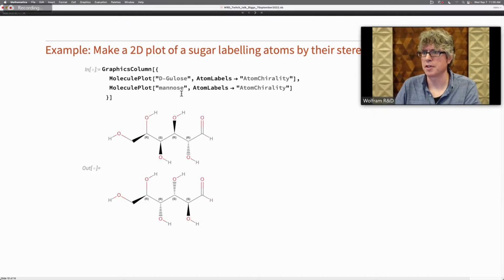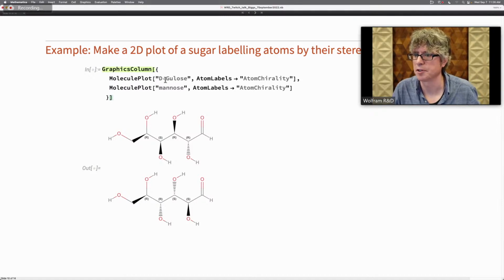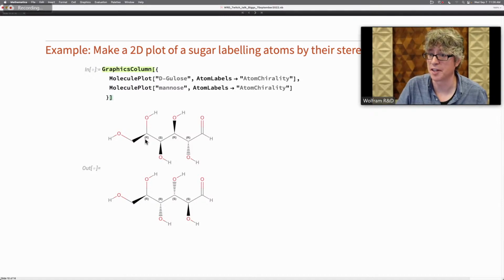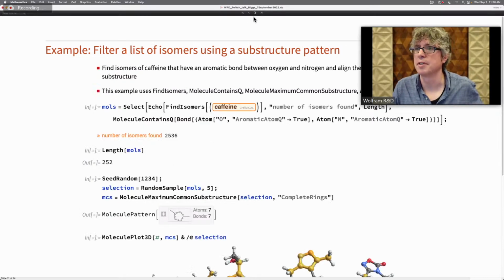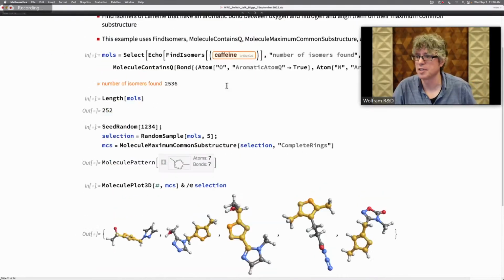So there's nothing too new here. You can look at these two particular sugars, which differ really only in their 3D arrangement and the chirality of the atoms. Let's see. So this one I think is fairly neat, right?